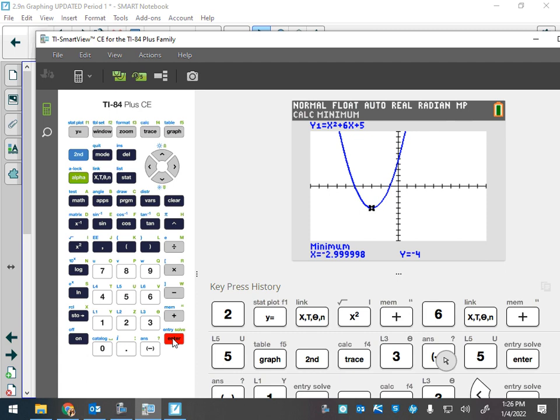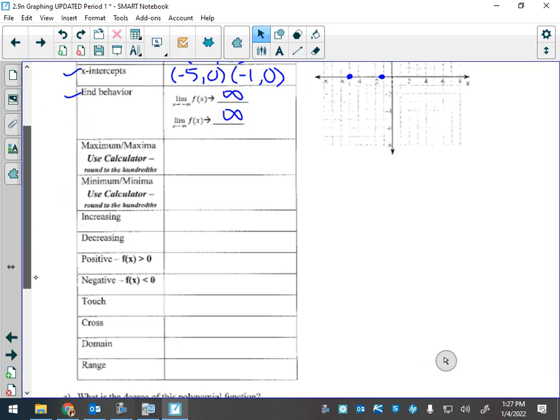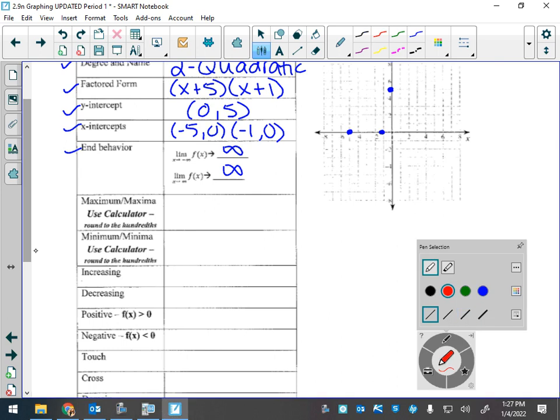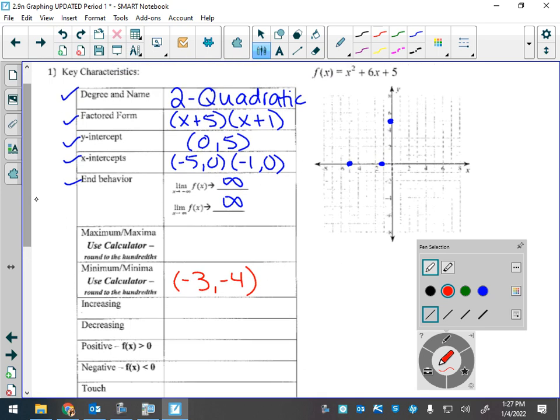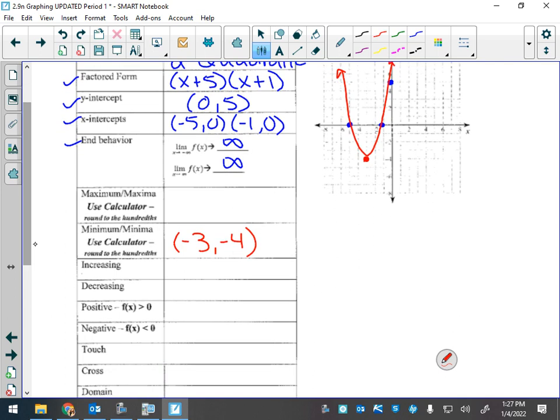All right? So once we have our minimum, there's no max. Once we have our minimum, we're going to jot it down here. -3, -4. We're also going to put it on our graph, and you guys could see yours better than I could see this. Okay. And we're going to answer these questions.